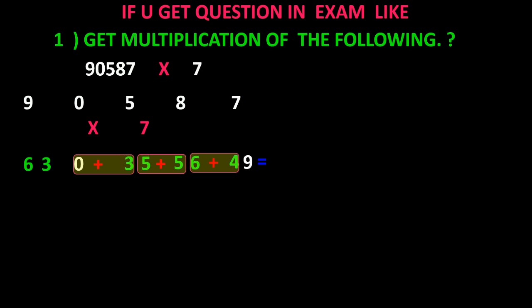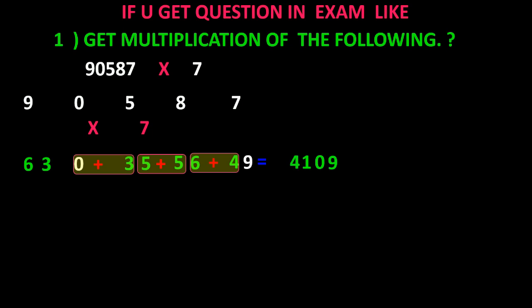Write the 9 as it is, as I told you. Then 6 plus 4, 10. So 0, and 1 carries to 5. 5 plus 1 is 6, and 5 plus 6 will be 11. So 1 as it is, and 1 will carry to the 3, and 3 plus 1 is 4. So 4 as it is because there is 0. And 0 plus 4 will be 4 only, as you know.